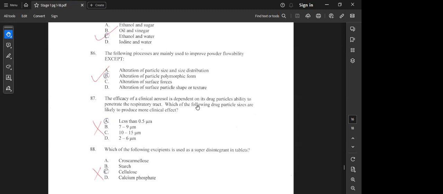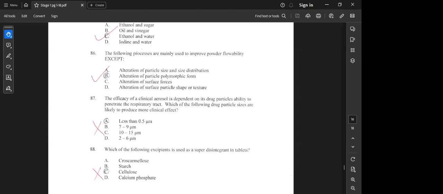So what's the function of starch in tablets? Let's talk about the other ingredients. Starch is a disintegrant, and I know it's also used as a binder, and as a bulking agent to increase the bulk. What about cellulose? Cellulose, I know it's also used as a binder, if I'm not wrong. I feel like cellulose is used everywhere, but I'm not sure.